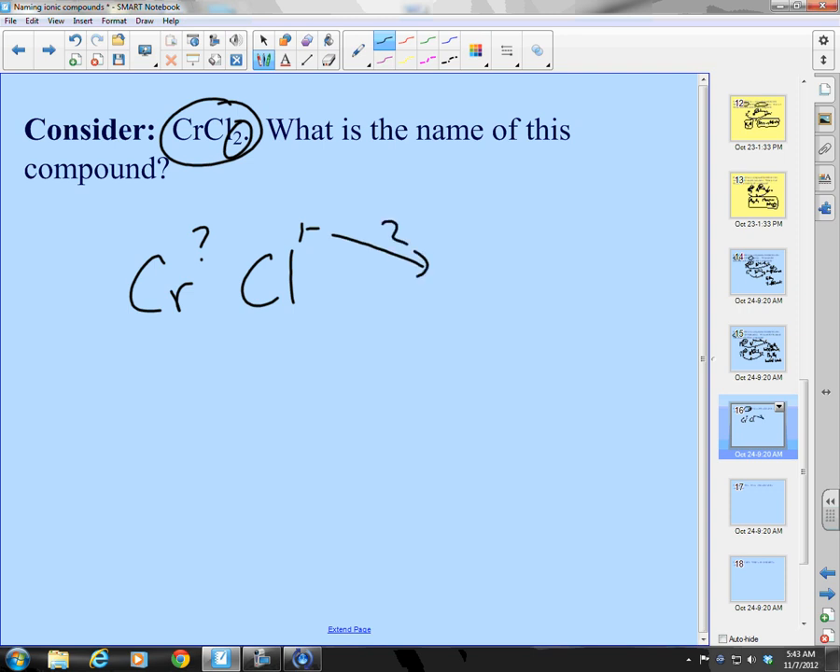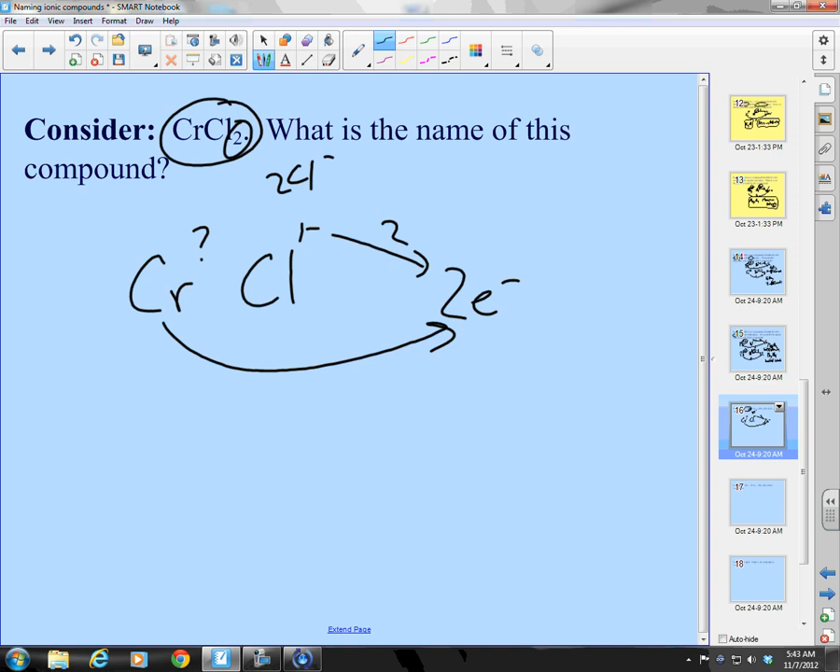We have Cr, and I don't know what its charge is, and I have Cl, and it's a -1, right? And how many of these Cl's do I have? Well, I have 2 Cl's. If I have 2 Cl's, how many electrons are needed to have 2 Cl minuses? Well, I need 2 electrons. Well, where do those electrons come from? Both those electrons have to come from where? My chromium.